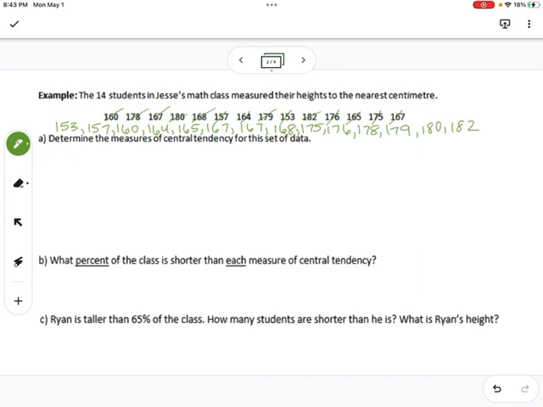Okay, so finding the mean, we are adding up all the numbers and then dividing by the number of numbers, which is 14. So when we add all of these up, we get 2,371. We divide that by 14, and our mean is 169.